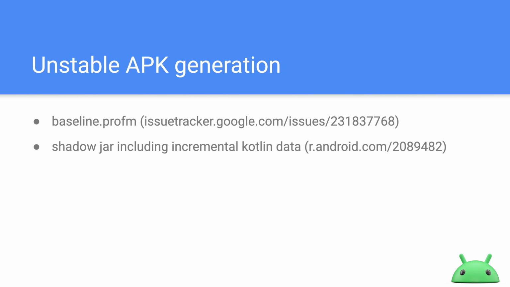Similarly, we had a bug in our code where we were doing some sort of jarring where we're including stuff using a shadow plugin, and we were accidentally including incremental Kotlin compiler metadata, and that was also changing every time you build, and so it was constantly causing the churn, so we fixed that as well.